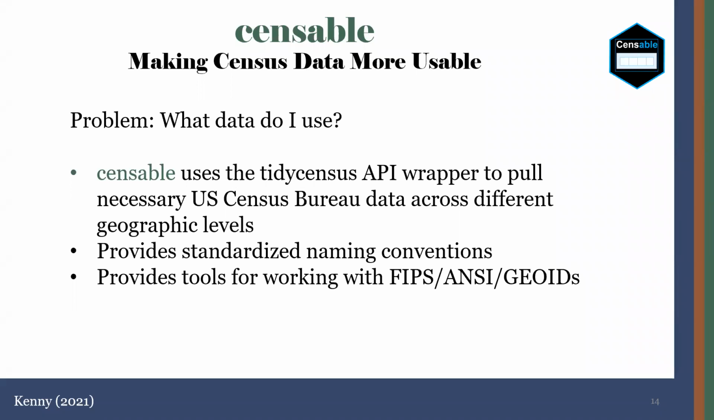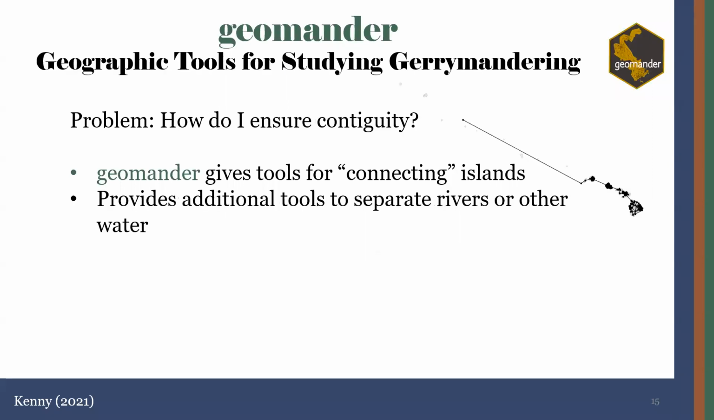And then as an aside to that, the Census Bureau deals in these numeric codes to indicate states, to indicate regions. And so it provides all sorts of tools that work with those FIPS, ANSI, and GeoID codes. The second question that I posed before was, how do I ensure contiguity?